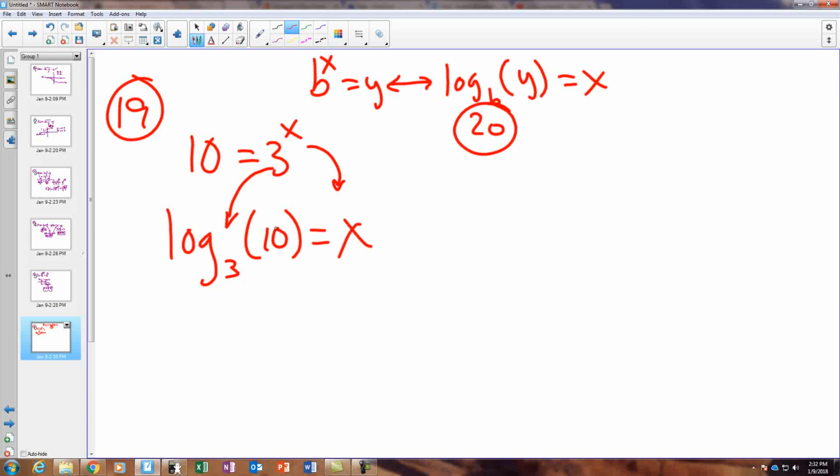Does the problem ask us to solve for x? No, it just says write it in logarithmic form. We will solve later. If you were to tell me what the log base 3 of 10 is in this problem, I wouldn't mark it wrong, as long as I saw this process first. Okay? So please make sure you show this.